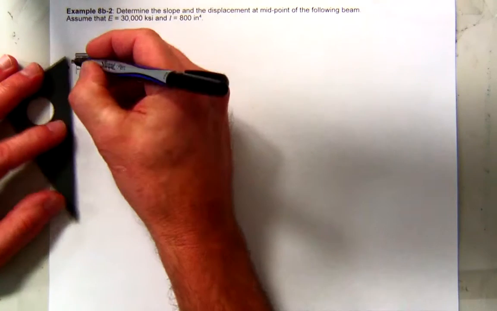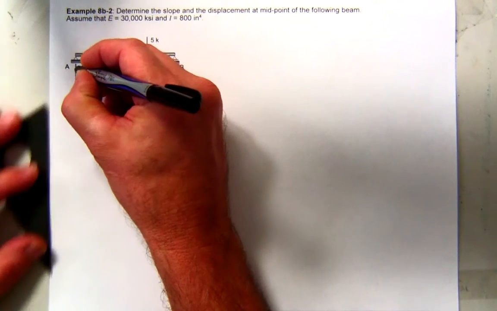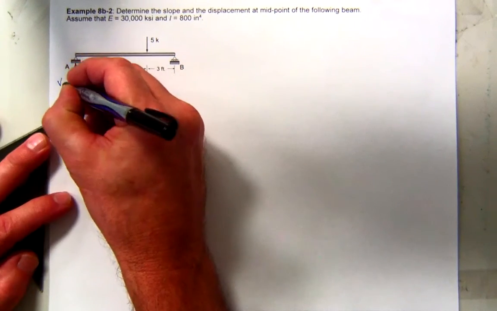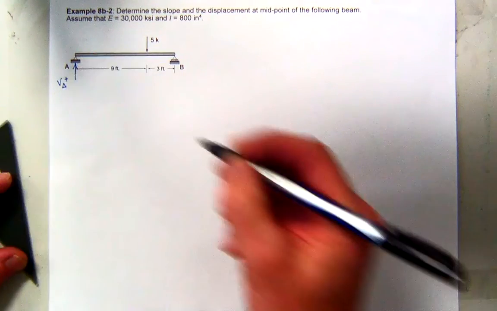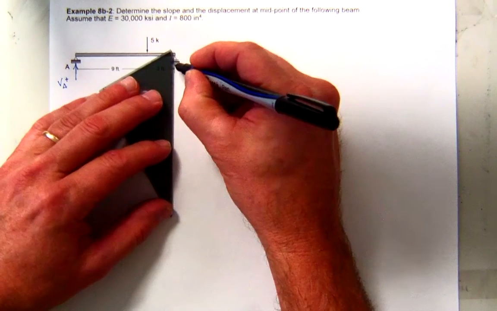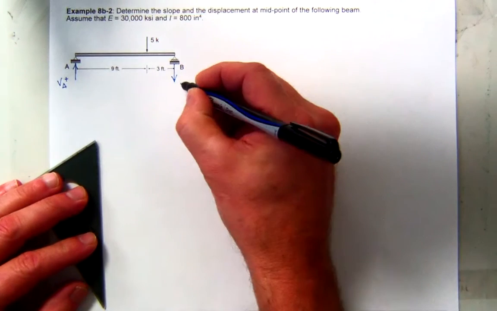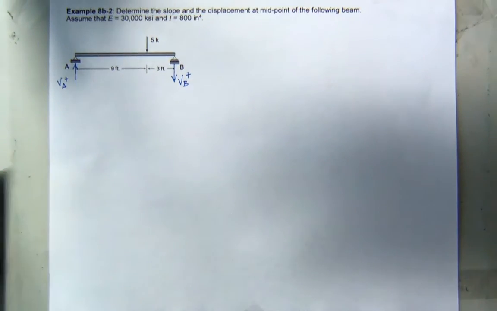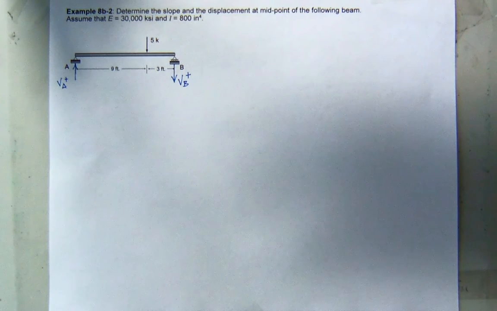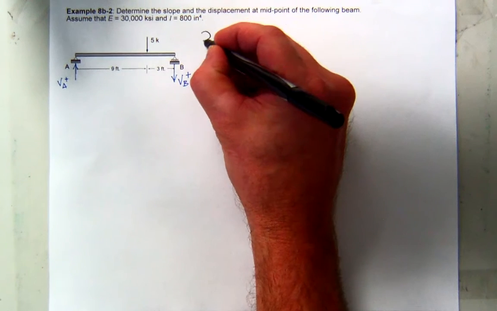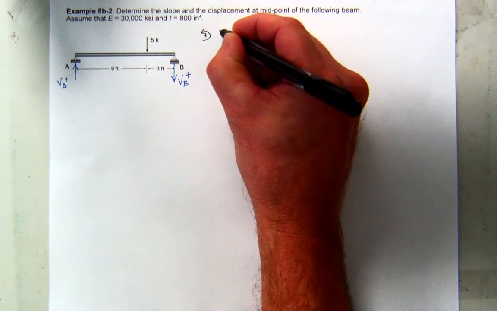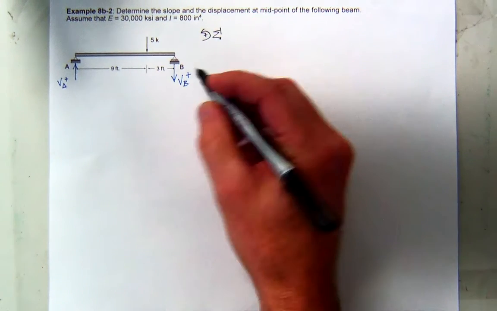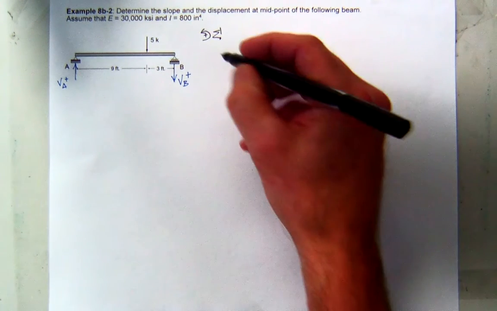So I'm going to go over here at A and assume positive shear at A, and go over here at B and assume positive shear at B. And I'm going to solve for those values. So I'll start by summing moments. And I'll just decide to sum moments at B. Why not?